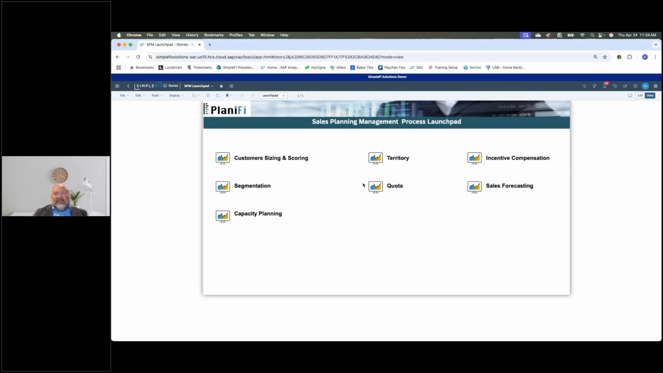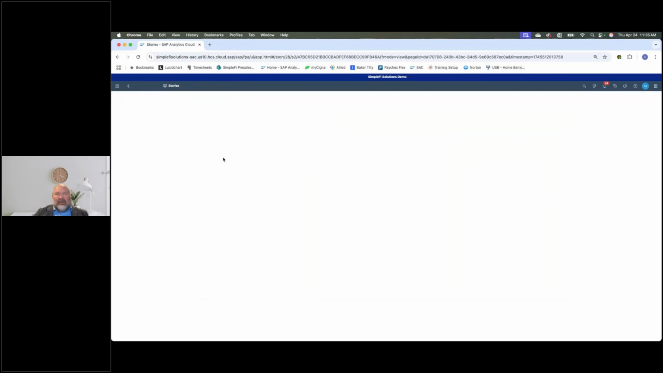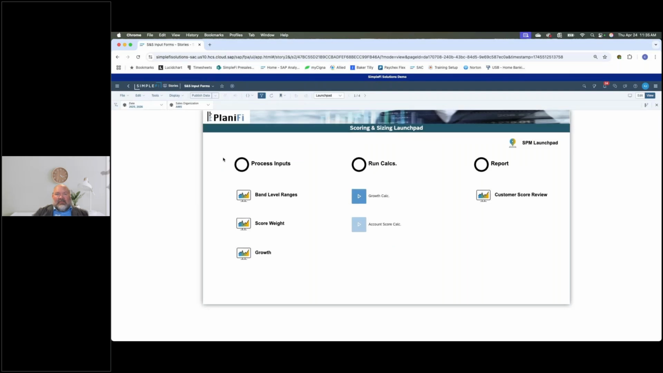So this is kind of the launch pad of everything to do with sales planning. So ultimately, we want to connect all of our data in here and be able to use that for our planning process. So the one we're going to look at today is the customer sizing and scoring, like I said. So I'm going to go ahead and click on that. And that takes us to the process. So I'm going to kind of explain this as we go through it, but I'm going to kind of start at the end here so that you can understand what I'm talking about.